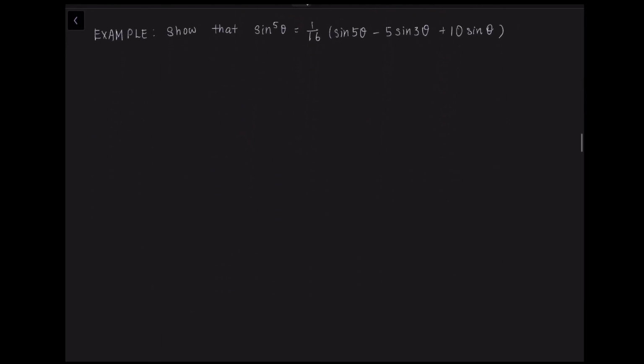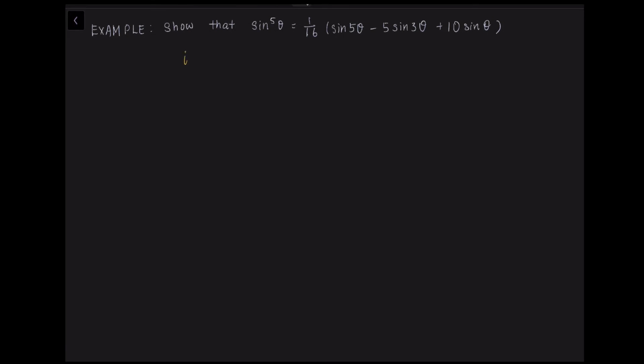In the last example, we are going to prove the sine theta to the power of 5 identity. So in this case, we are going to write i to the power of 5 times sine theta to the power of 5 equals 1 over 2 times z minus z star to the power of 5. And then convert z star again into z to the power of negative 1. And then expand it using the binomial theorem.